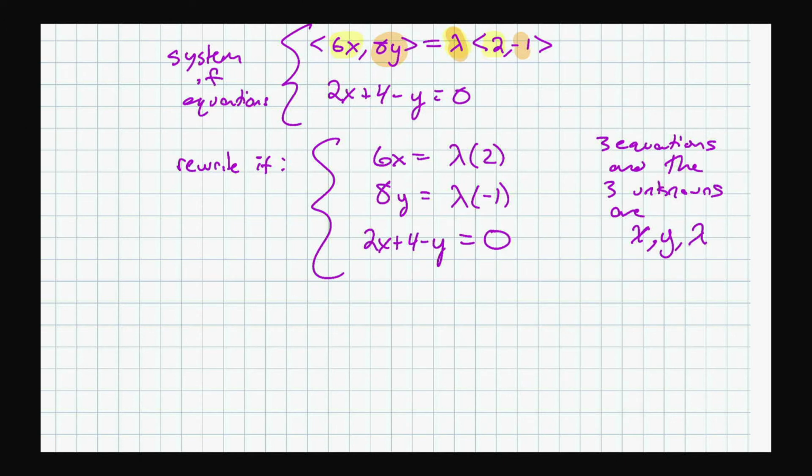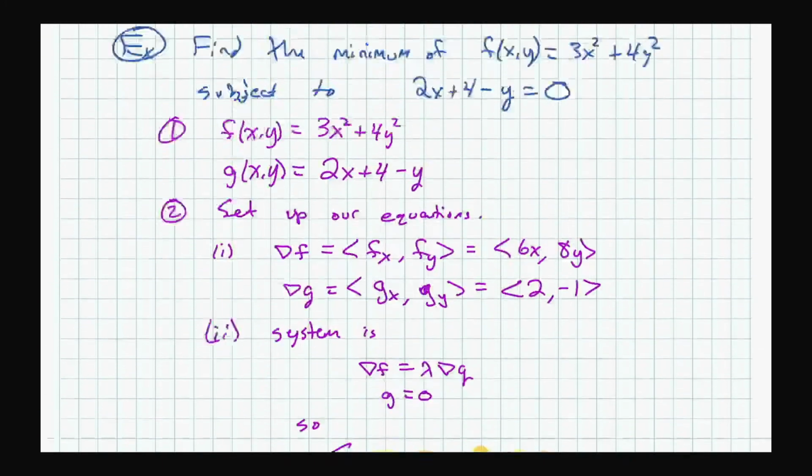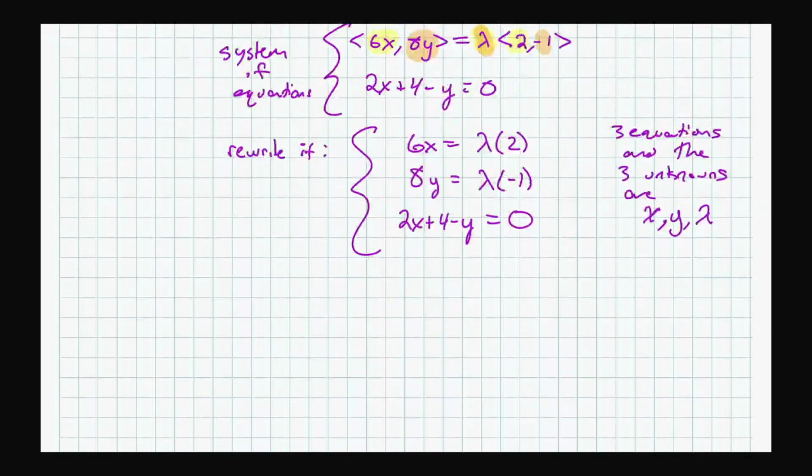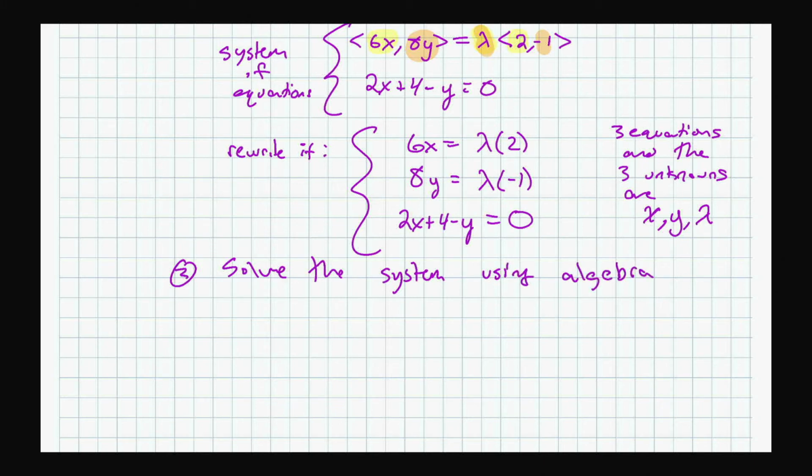I was going to say we don't know the lambda, but of course we don't know anything here. So we just need to solve this any way we can for the three variables, which is actually the next step. Step 3 is to solve the system, using any kind of algebra that you want. So how could you solve this? There's a lot of ways you could solve this.